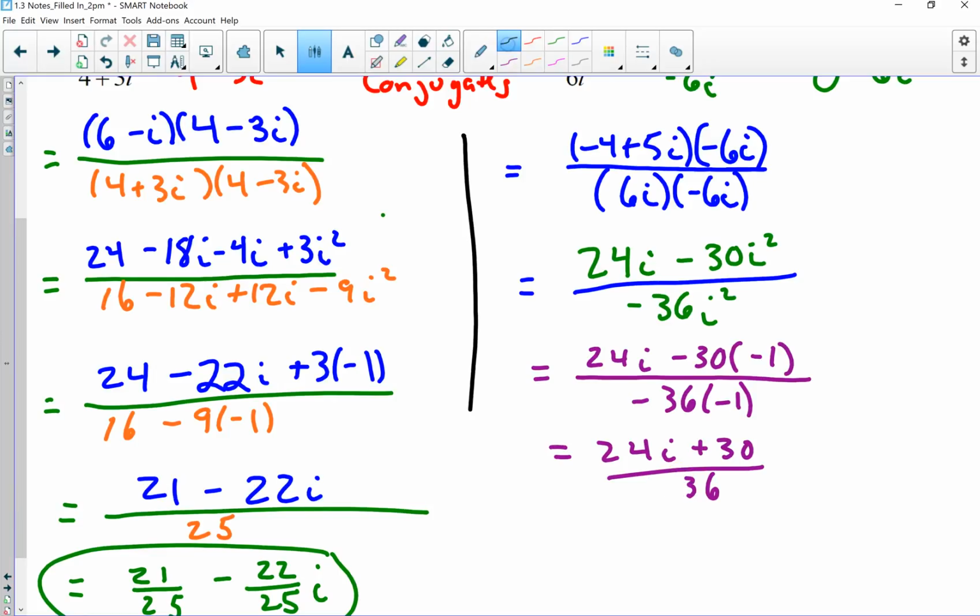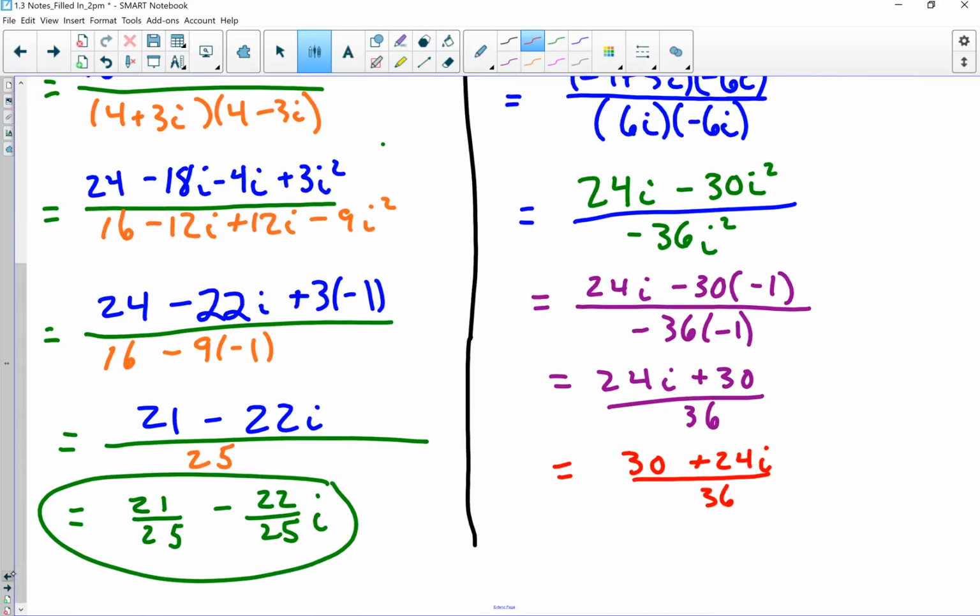From here, really we just need to clean this up and get it into the standard form. Right now it's definitely not in the standard form because my i unit is not at the end. So I could reorder on the numerator, make this 30 plus 24i, all over 36. And then what we saw in the last example, this really isn't the standard complex form because I can't identify the real and imaginary components of it. So what I need to do is go ahead and divide each of these separately. So 30 over 36 and 24 over 36.